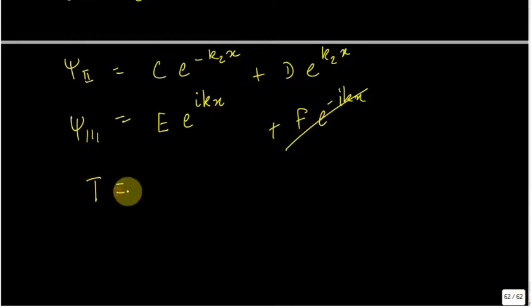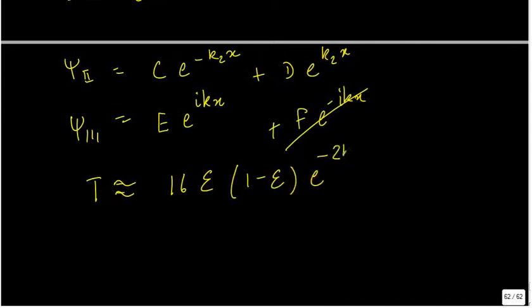So the transmission coefficient is essentially approximated. Okay, I will not even write the exact expression, it is also given over there. The approximated expression is 16 epsilon (1 minus epsilon) e to the power minus 2 k2L, where epsilon is nothing but E by V naught.